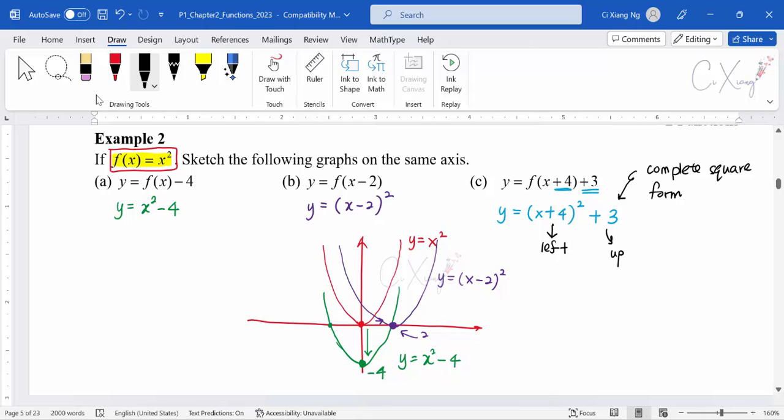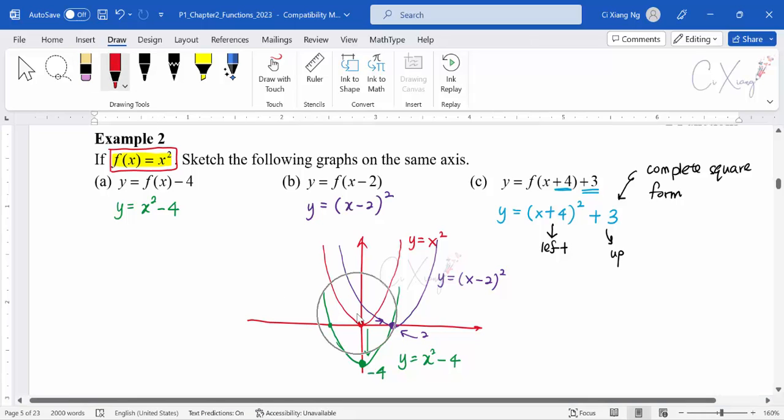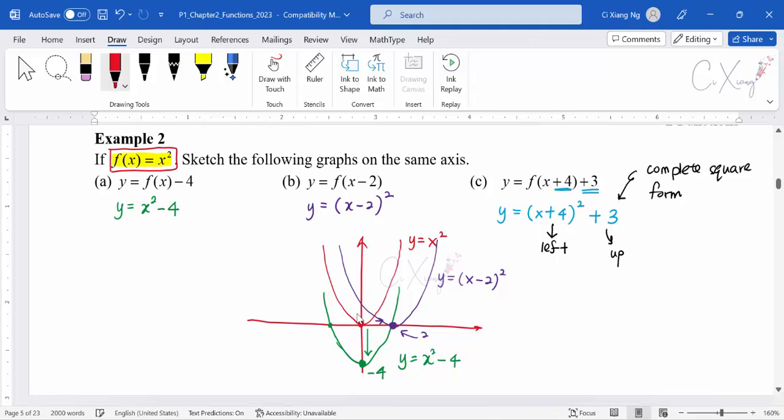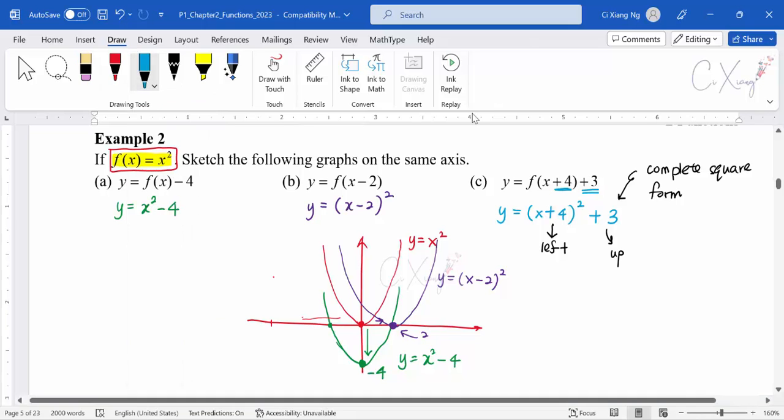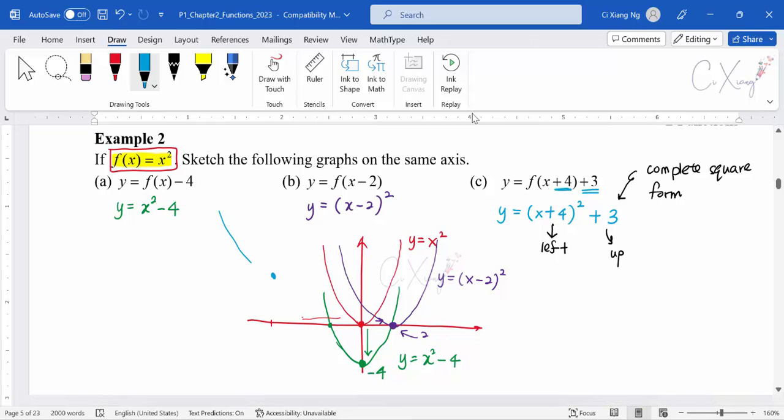Okay, so from my original curve, which is the red curve, using the original point 0, 0, I move 4 units to the left, maybe it is somewhere here, and then move up 3 units, then maybe it will be somewhere here also. Okay, so let me draw it out now. So this is negative 4, 4 units to the left, and also the 3. So maybe this one is what we have. This is negative 4, and this is 3. So this particular curve is y equals (x plus 4) squared, plus 3.